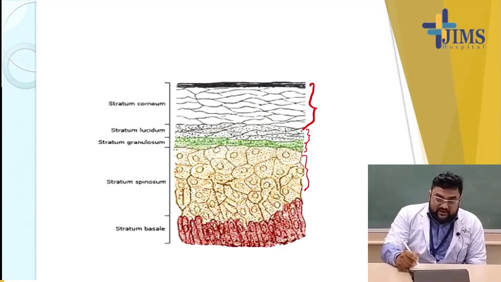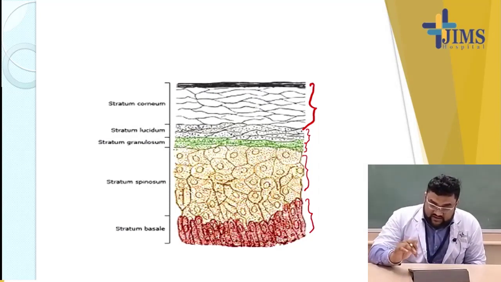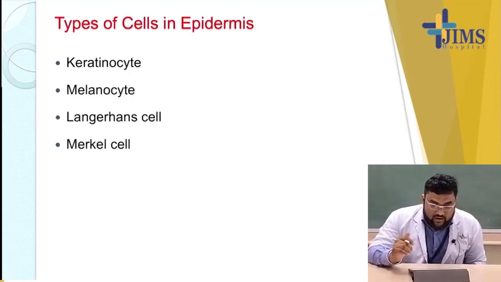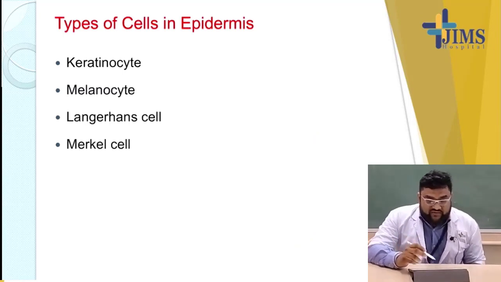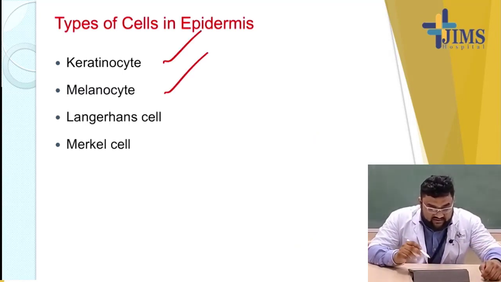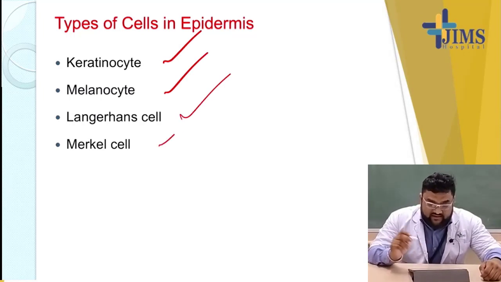The most important layer and the only living layer of the epidermis is called the stratum basale. Stratum basale is the only germinative layer, and it has certain other cells in it also, like melanocytes and the Merkel cells. What are the types of cells in the epidermis? We have the keratinocytes, the melanocytes, the Langerhans cells and the Merkel cells.